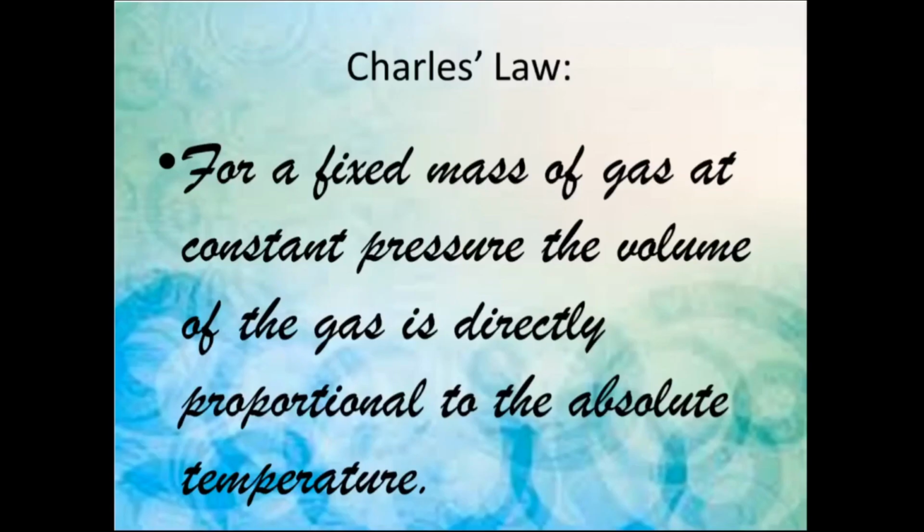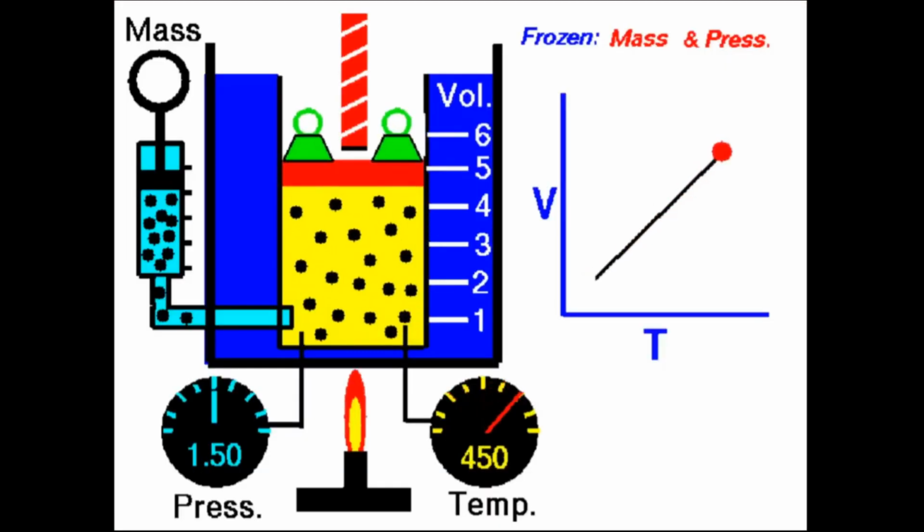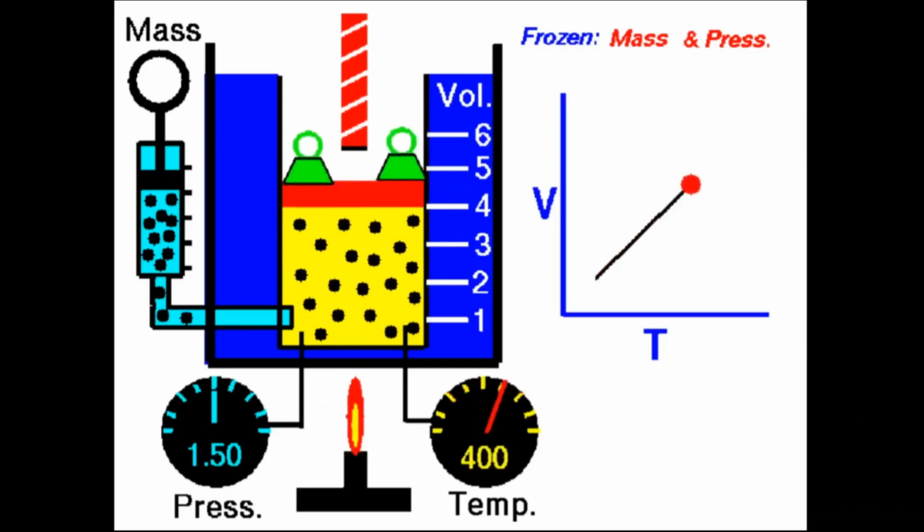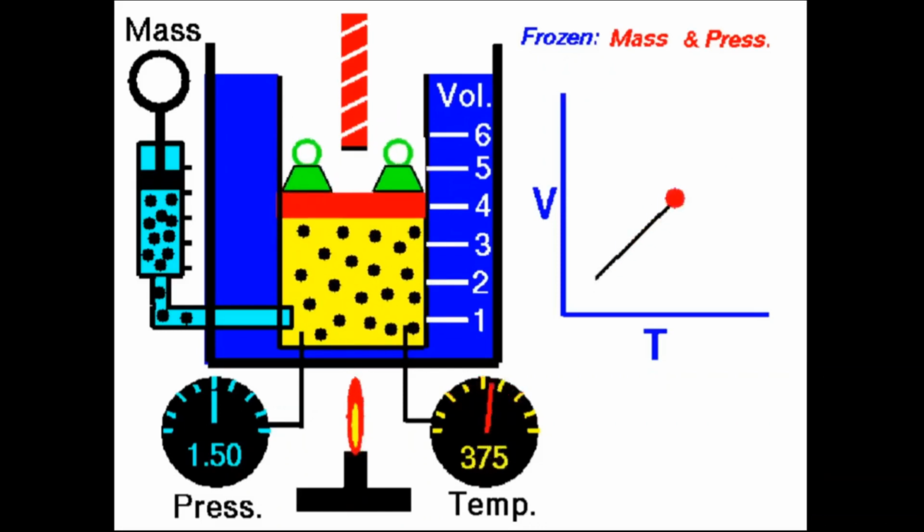So Charles' law states that for a fixed mass of gas at constant pressure, the volume of the gas is directly proportional to the absolute temperature. So first off, let's look at our constant variables. There are two of them. What must stay the same are the mass of the gas and the pressure. So in other words, it has to be in a sealed container, and the atmospheric pressure has to stay the same outside of that container. Once those are set, then your manipulated variable is the temperature, and the volume is then the responding variable.